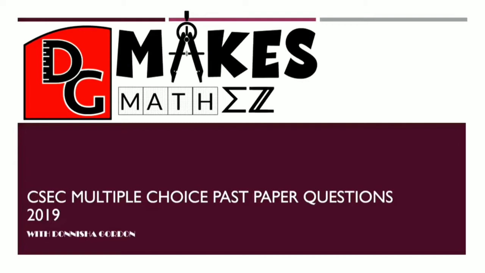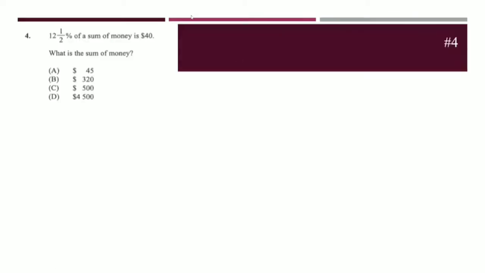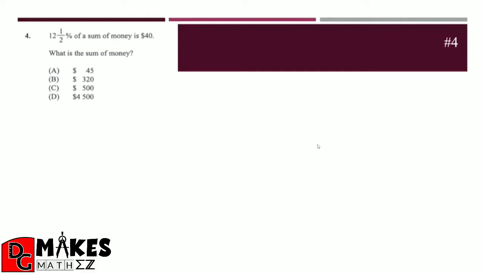Yesterday we started the 2019 past paper, and so we are now going to move to questions 4, 5, and 6, since we already did questions 1 to 3. All right, again, we are on past paper 2019, and we're at question 4. It says 12.5% of a sum of money is $40. What is the sum of money?